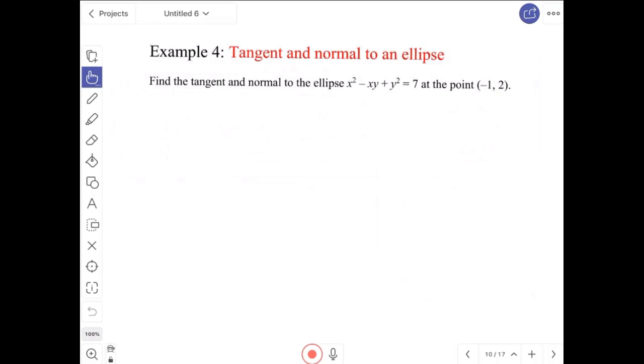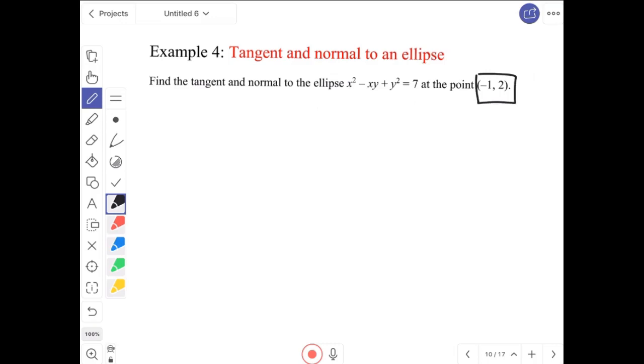So let's take a look at a problem like this. So we have a pretty nasty equation. So this is a little bit more complex. But again, I'm just going to use that little guideline or that process to help me out as I'm going. So I need to find the tangent and the normal to the ellipse, which would be like a lens, at this point. So don't forget about that point.